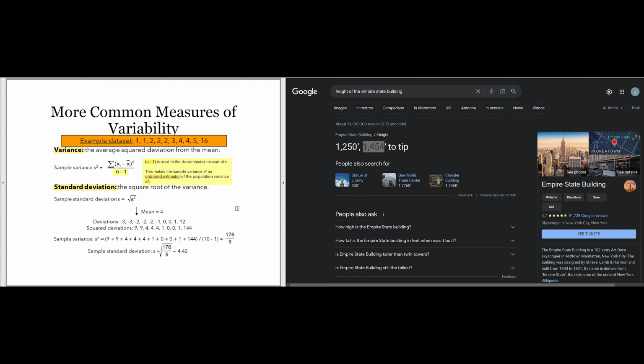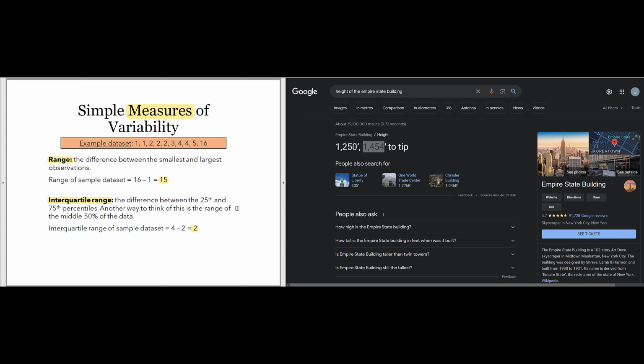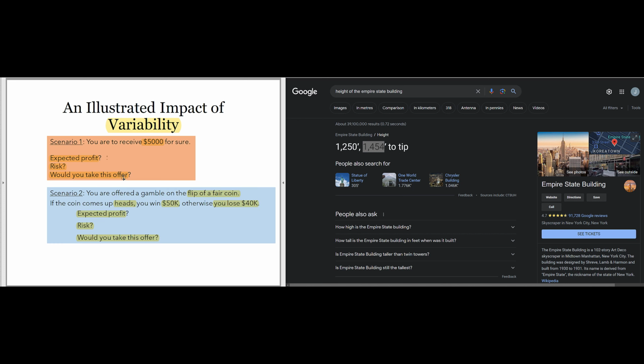Okay, now let's change things. And by the way, let me back up here. This is very similar to the two scenarios that we talked about here. In one scenario, I give you $5,000. In another scenario, I'm going to flip a coin and give you an expected $5,000, but there's risk.